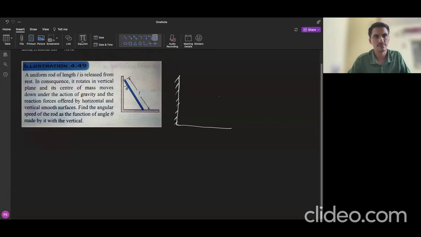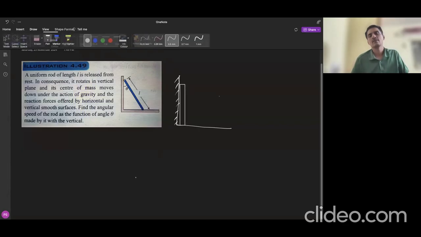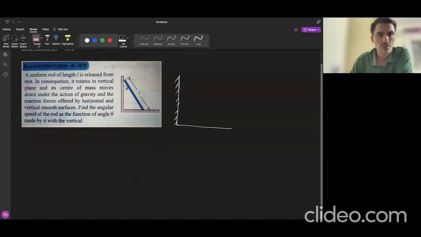See, like this. It is almost starting from a vertical position. After that, what is happening? It starts sliding like that. Okay. So keep one thing in mind. When it is at vertical position, at the initial position, it is at a height L by 2 from the ground. Okay. Now, it is at a height L by 2 from the ground.